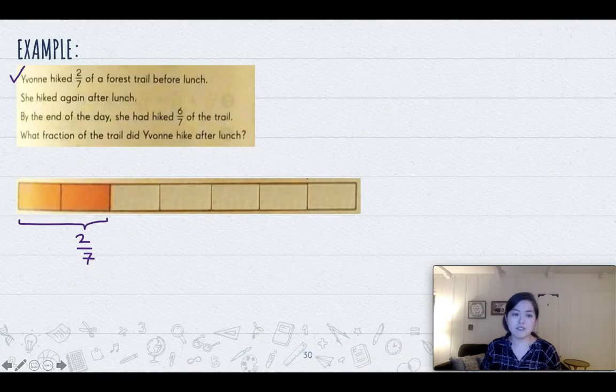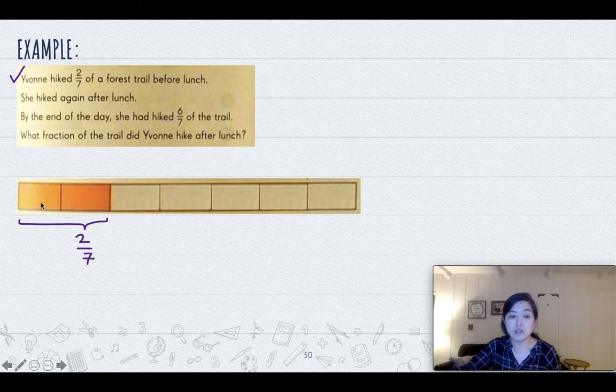Well, first, let's draw a bar model to represent each of the sentences. So here, Yvonne hiked 2/7 of a forest trail before lunch. So 2 are my specified parts, and then 7 is my total part.